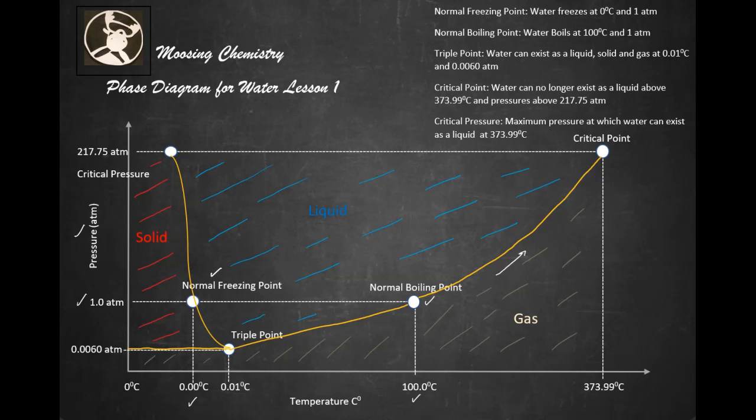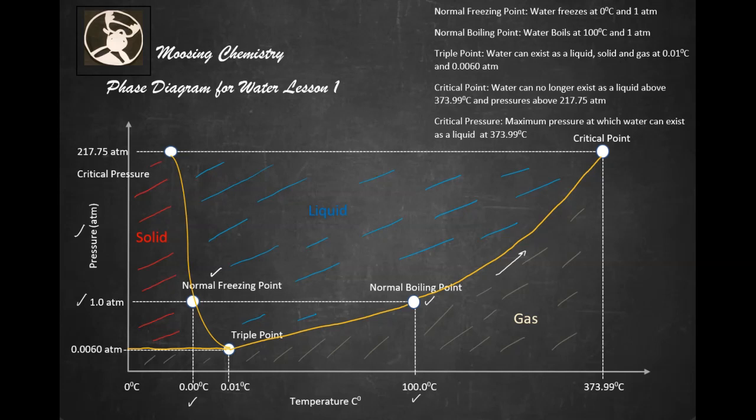Think about this. If you had a pressure cooker and you put water in the pressure cooker and you lock down the lid, the pressure of the water vapor above the liquid becomes greater, and it keeps the water from boiling. Right? So as the pressure increases, water can stay liquid.